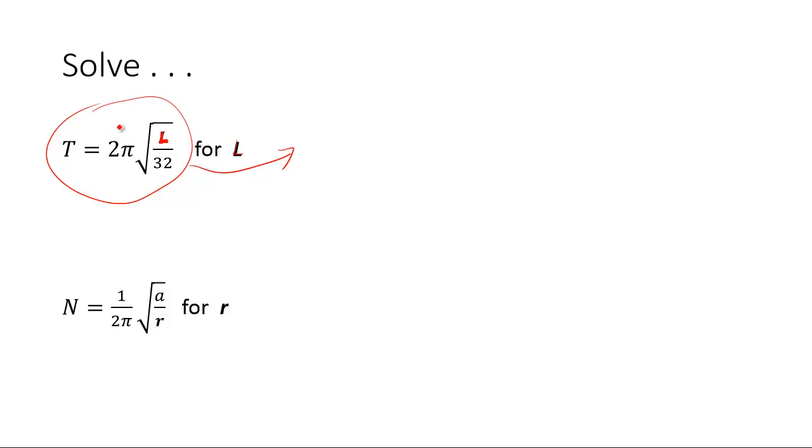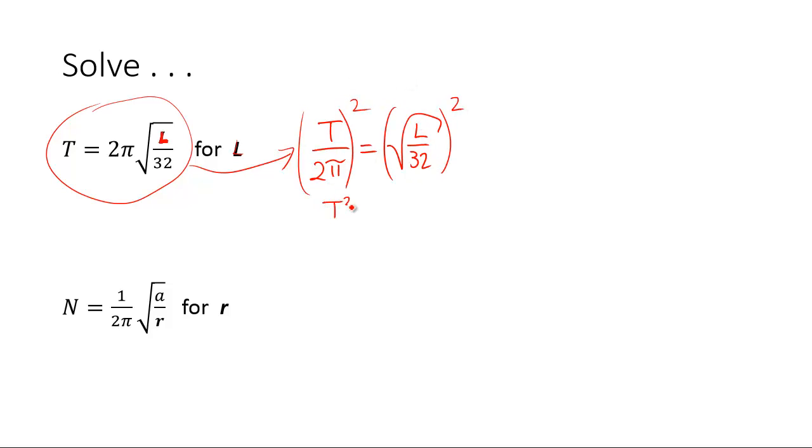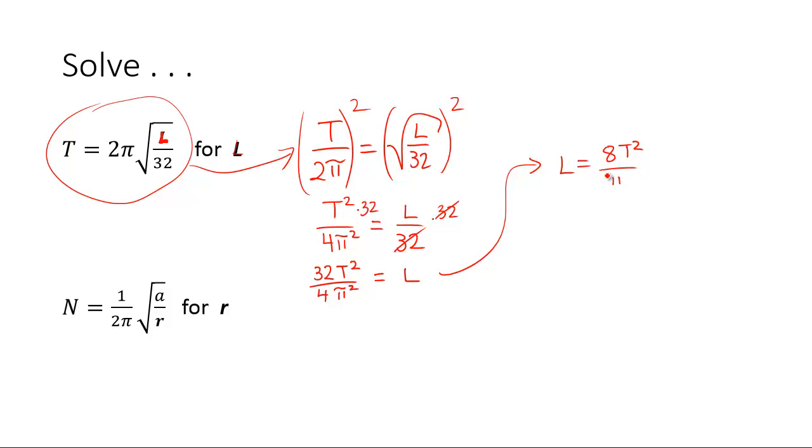Well, first of all, it's under a root. So we kind of need to square both sides. We're allowed to do that. Now notice you could divide by the 2 pi first if you'd like. That would be t over 2 pi. You don't have to, you can do it later. But try it both ways, see what works best for you. Square both sides, t squared over 4 pi squared equals L over 32. And now we can multiply by 32, and we get L equals 32 t squared over 4 pi squared. And you can simplify the 32 over 4, and that gives you 8. So L is equal to 8t squared over pi squared.